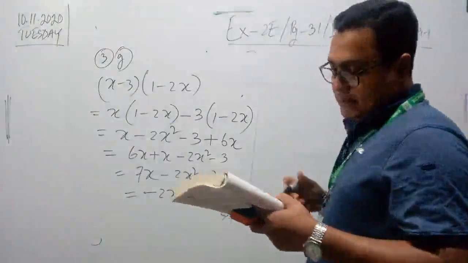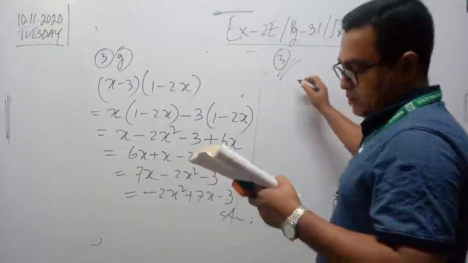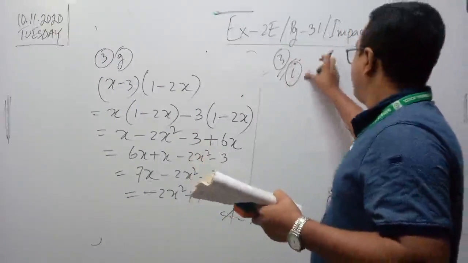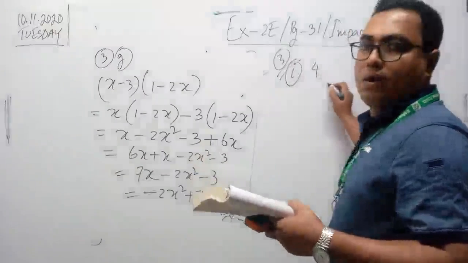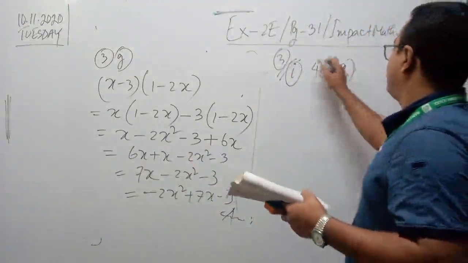I'm solving the left side. You will solve the right side as more. 4, how much time we have? 4 minus 2q.